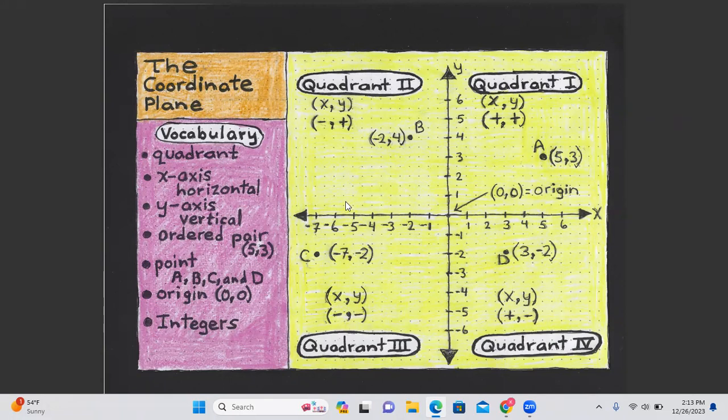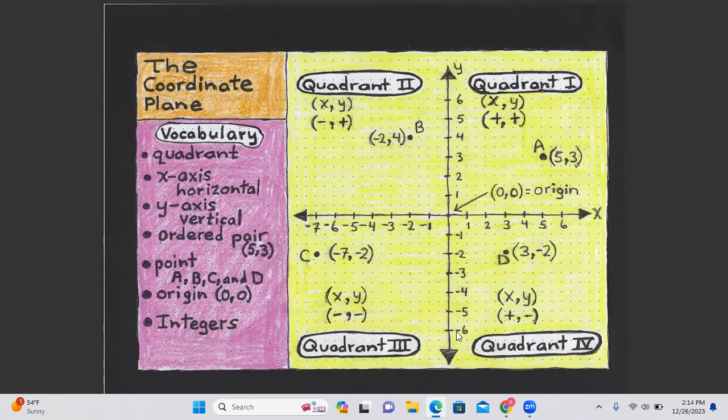The coordinate plane has an x-axis, which is horizontal. We have positive numbers to the right of the origin (0, 0), and negative numbers to the left of the origin. Additionally, the coordinate plane has a y-axis, which is vertical, and we have numbers above 0 that are positive. Likewise, we have negative numbers below 0.